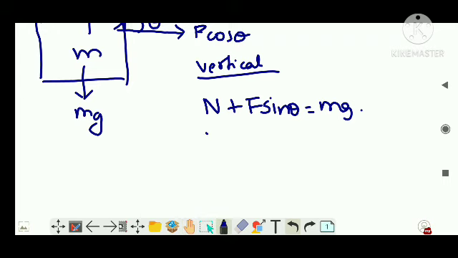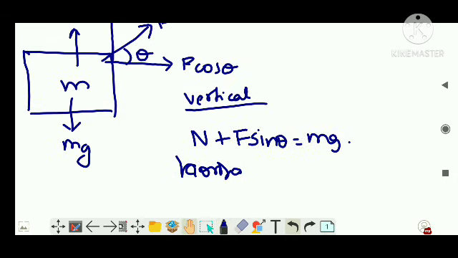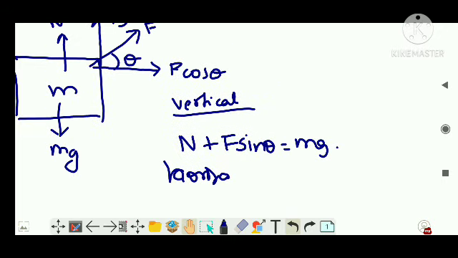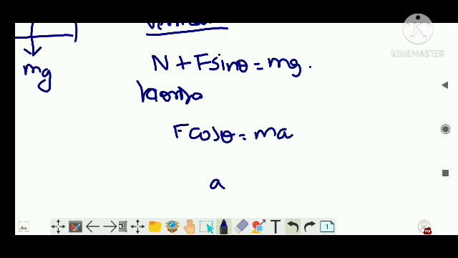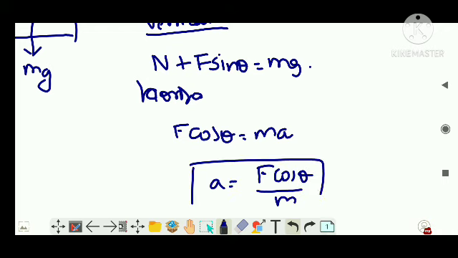Similarly, let's go for the horizontal condition. In the horizontal direction, there is only one force, that is F cos theta. Since there is no other horizontal force, I can write F cos theta is equal to ma, or I can write acceleration is equal to F cos theta by m.